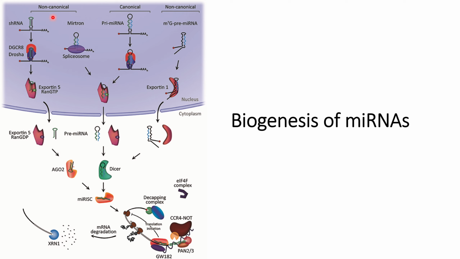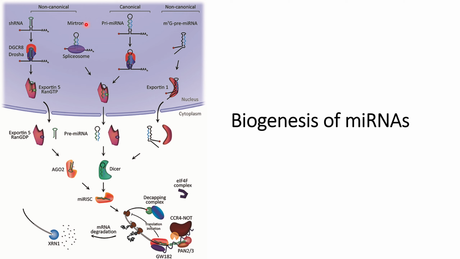Now, the non-canonical pathways are characterized into different parts. The first one is shRNA, or short hairpin RNAs. It will also interact with the microprocessor that contains DROSHA and DGCR8. However, the maturation does not occur within the nucleus, and they will be transported from the nucleus to the cytoplasm with the help of exportin 5 and RAN-GTP, and there the pre-microRNAs then interact with AGO2 for maturation, and thereafter it will form the miRISC complex.